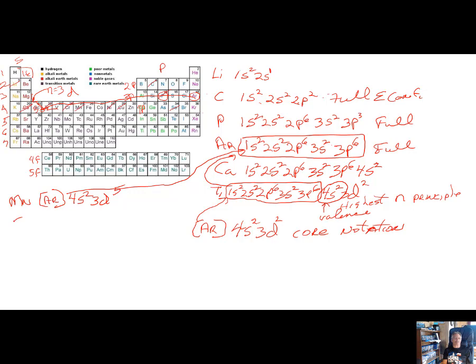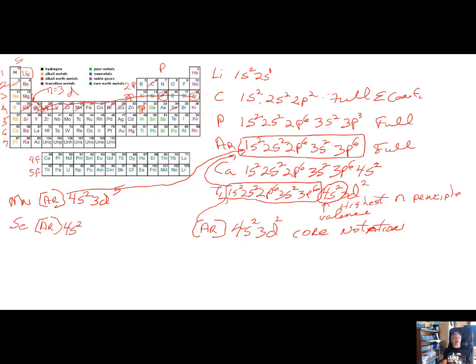So here is selenium, and we're going to use core notation. Again, we would use an argon core because it's the noble gas above selenium. That's what we use. So that's going to be the argon core, and then we're going to come back and do 4s2.